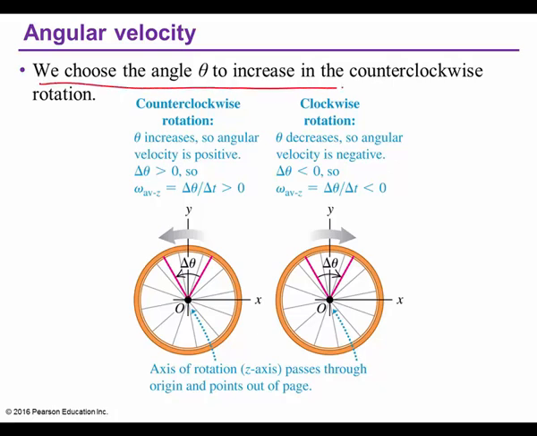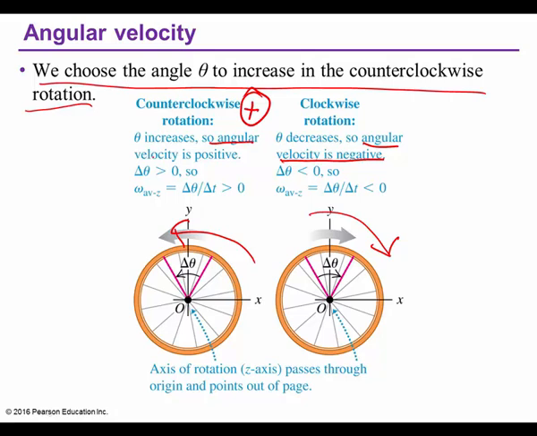We choose theta to increase in the counterclockwise rotation. So if theta is changing in the counterclockwise direction, then we say it is positive. Okay? If it is decreasing, if the rotation is moving in the clockwise direction, then we say it is negative. Okay? Please write this down. Please get this. This is very important, because when we get to acceleration, you'll see that it really matters.